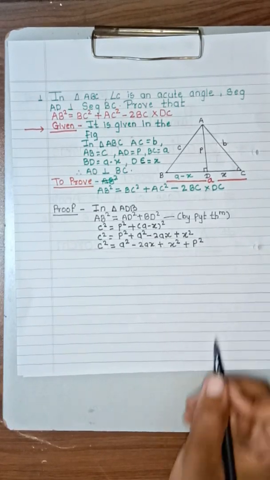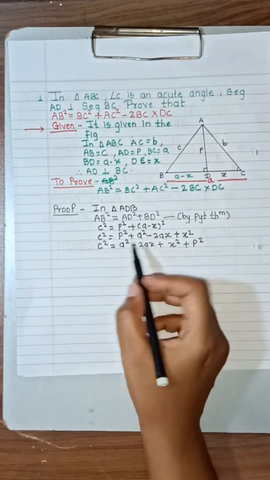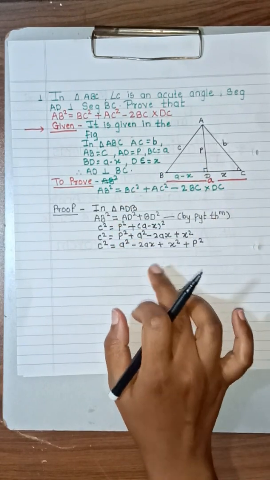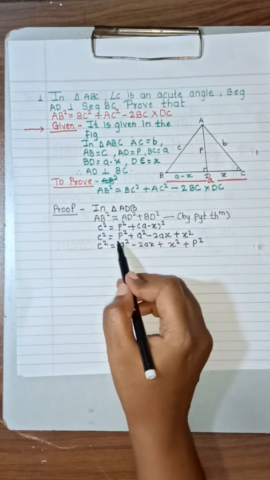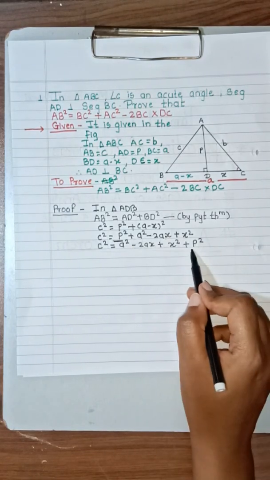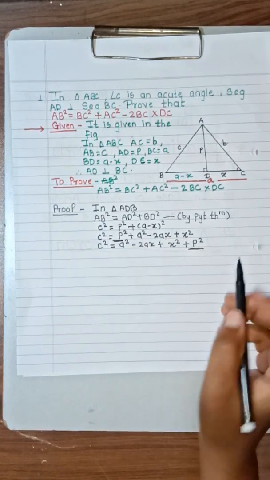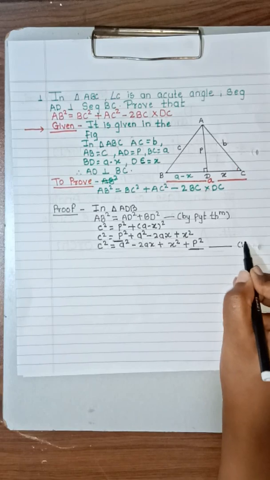Okay children, now if you see in your textbook, they have given this acute angle theorem in the form of fill in the blanks. Here they have given to fill, so you have to put there P square. We'll put this here as equation 1.